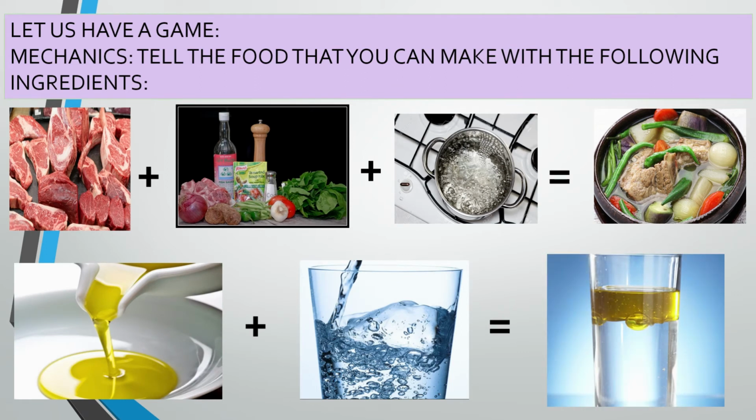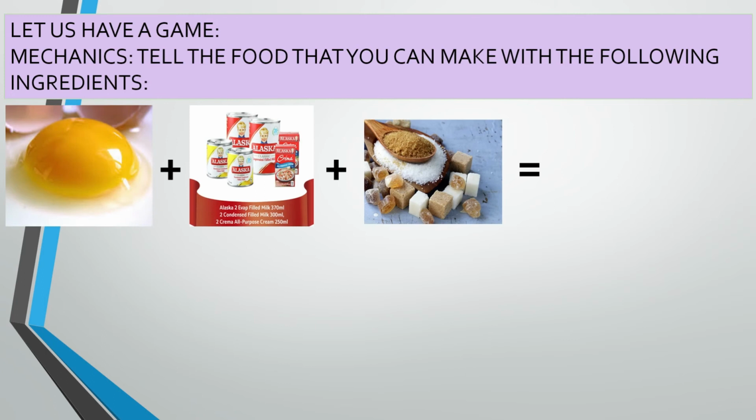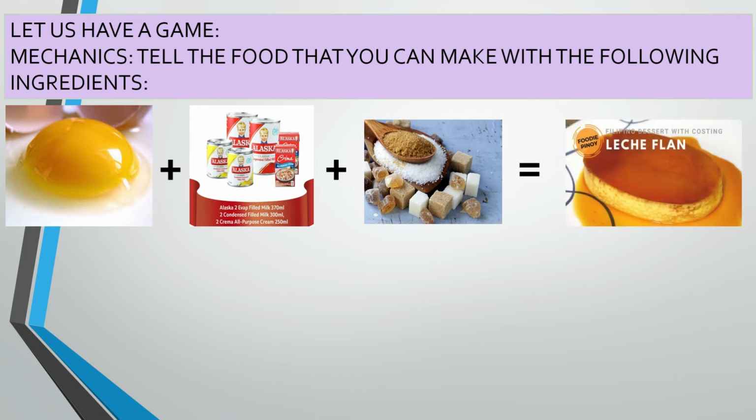Okay, so the examples that we have, the sinigang, the oil and water, the gelatin, and coffee, are examples of mixtures. Now we need to determine which of them are examples of homogeneous mixture and which are examples of heterogeneous mixture. Okay, so next, we also have the egg plus milk, all-purpose cream, and also sugar, that is leche flan.